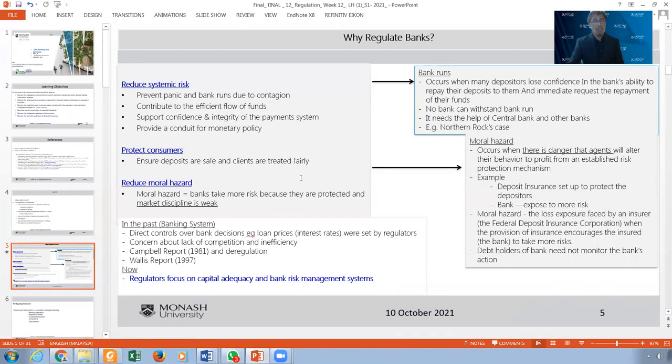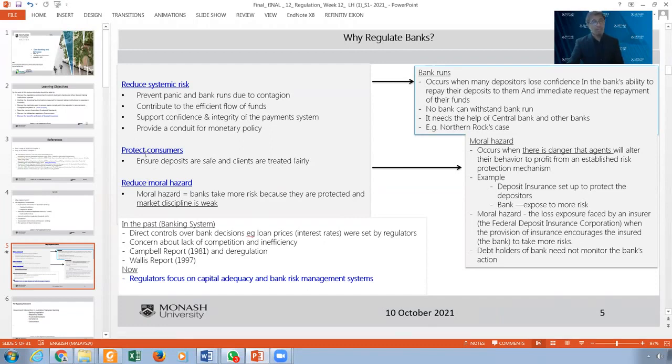Now, why do we regulate banks? First, to reduce systemic risk, which means the risk coming from huge banks and huge corporations. But in this case, we are talking about banks. So that systemic risk has to be prevented, and this is to prevent panic and bank runs. That will help the system contribute to the efficient flow of funds and support confidence in the system. Then we have to protect the customers, which is also another issue.